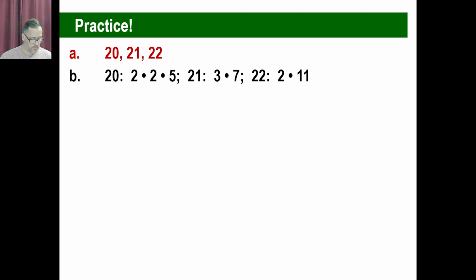Okay, well, the composite numbers would be 2 times 2 times 5 for 20, 3 times 7 for 21, and then 2 times 11 for 22. That's it. All right, pause it and try C. All right, prime factorization of 36, it's going to be 6 times 6, that'll be 2, 2, 3, and 3. There you go. All right, pause it and try D.